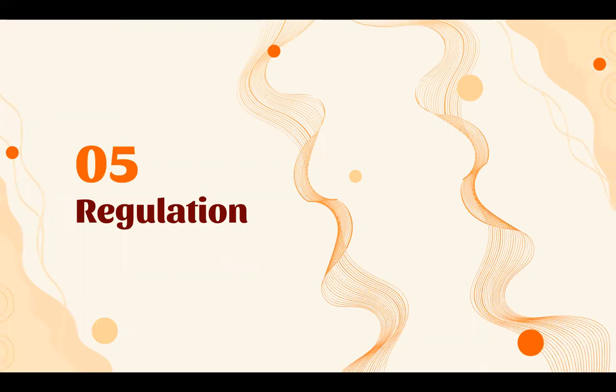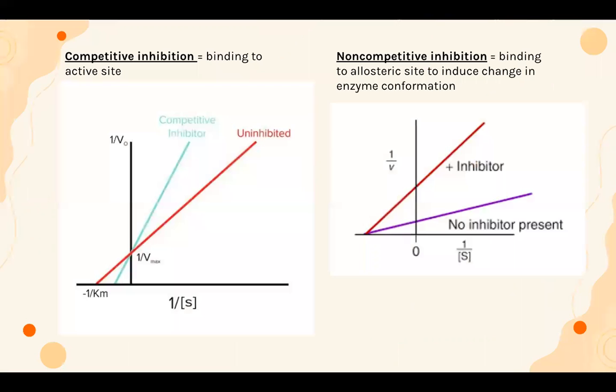Regulation. Besides feedback inhibition, there are a few other ways to regulate enzyme activity. This involves the use of inhibitors, oftentimes. Competitive inhibition refers to binding to the active site. In competitive inhibition, Km increases. This is because the enzyme has a lower affinity for the substrate.